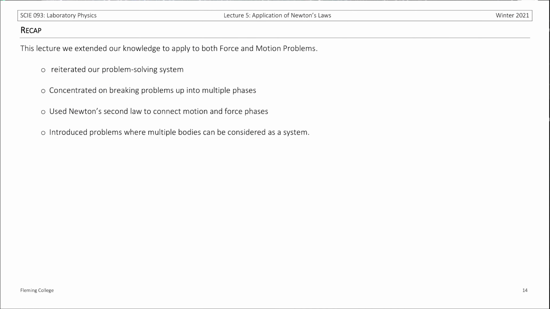Recapping our lecture, this week we extended our knowledge to apply both force and motion to more dynamic problems. We reiterated that we always want to approach problem solving with a systemic method. We concentrated on breaking problems up into multiple phases, whether that was the force phase and the motion phase, or whether that was different phases based on motion. We saw that our key strategy here was to apply Newton's second law to connect a force phase with a motion phase. And this is our first grouping of problems where we have multiple bodies and consider them as a system. We actually look at a lot more of these when we go on to work and energy in Chapter 7.